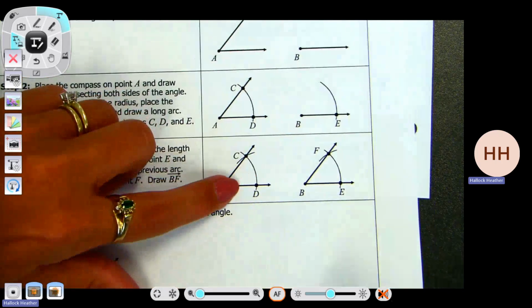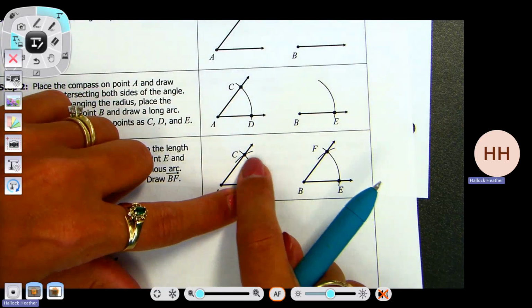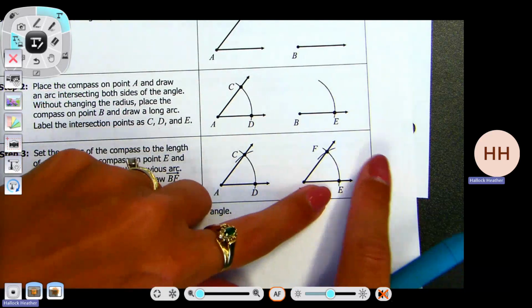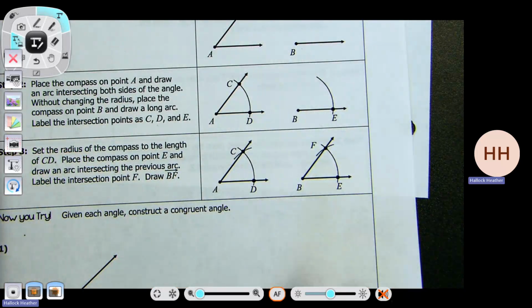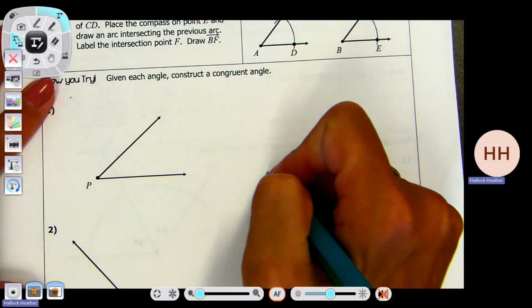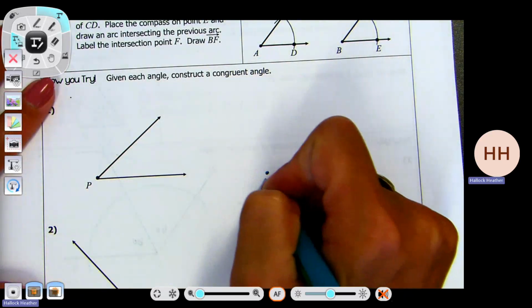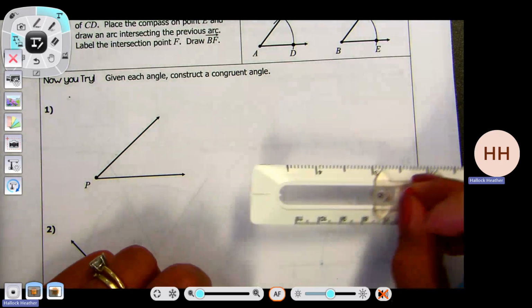And then what I'm going to do is I'm going to have my arc and I'm going to make a little arc mark, sorry. And then I bring it over here and make the same arc mark. And then that's going to connect it to make the angle. So for this one, first step is we're going to make a point. Let's call it P prime, meaning the new P. And then I'm going to draw a ray. So I'm going to just draw a line going off to the side.